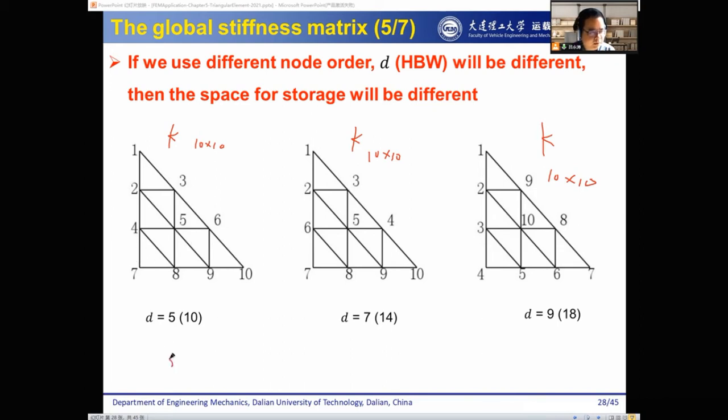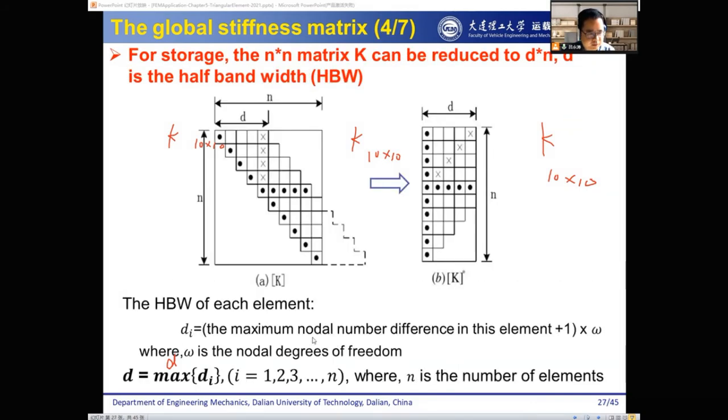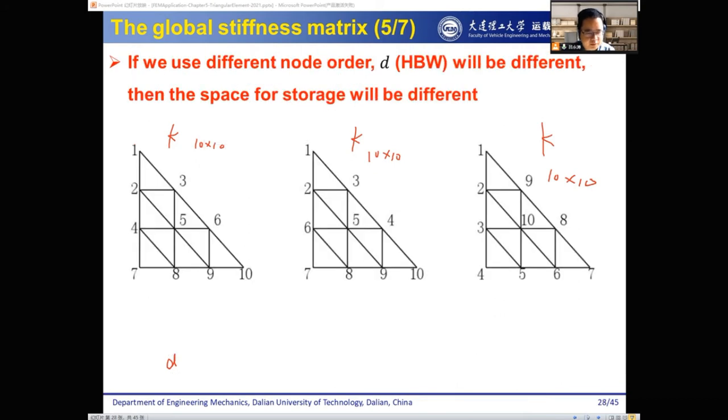So now how do we work out the d? We said we don't need to count in the global matrix for each one. That would be too complex. We only need to find out, as in the previous slide, the maximum node number difference in the element, so the node number difference between neighboring nodes. For example, in this one, where is the maximum node number difference? For example, 2 and 5, this is 3. 5 and 9, this is 4.